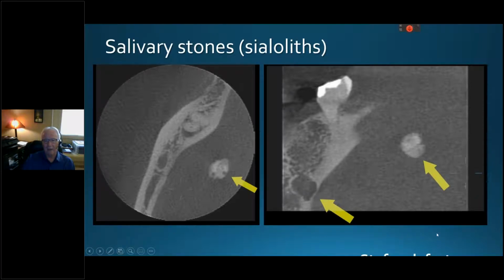So what we really have here is what we call a Stafne defect, or a better term for that is a lingual developmental submandibular salivary gland depression, a big long mouthful. I'll show you another case in a second.